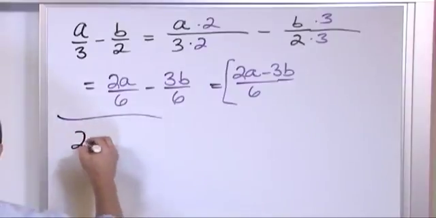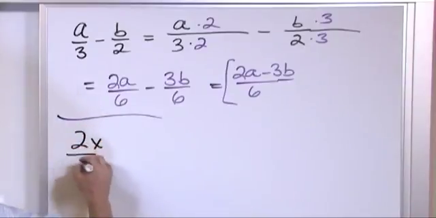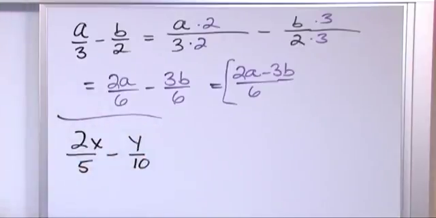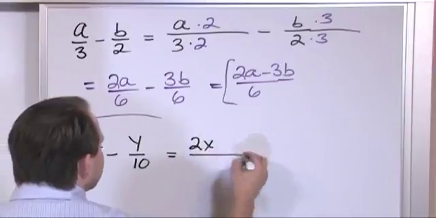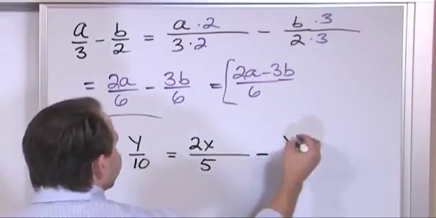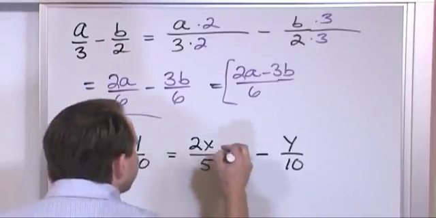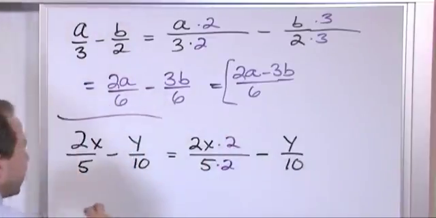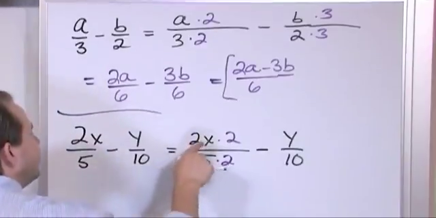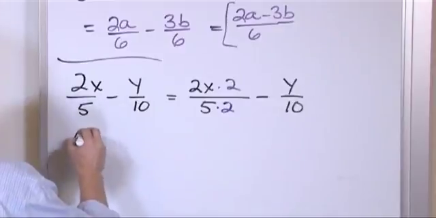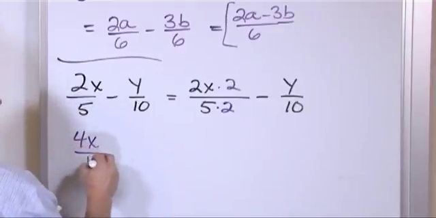What if I have 2x over 5 minus y over 10? So again, it looks kind of complicated, but when you think about it, I have 5 and 10 as my denominators. So I'm just going to deal with the first fraction, because I can take that 5 and multiply by 2, and that's going to give me 10, which is a common denominator. So what's the top? 2 times x times 2. The numbers are the things that are multiplied together. 2 times 2 is 4. The x stays along for the ride.